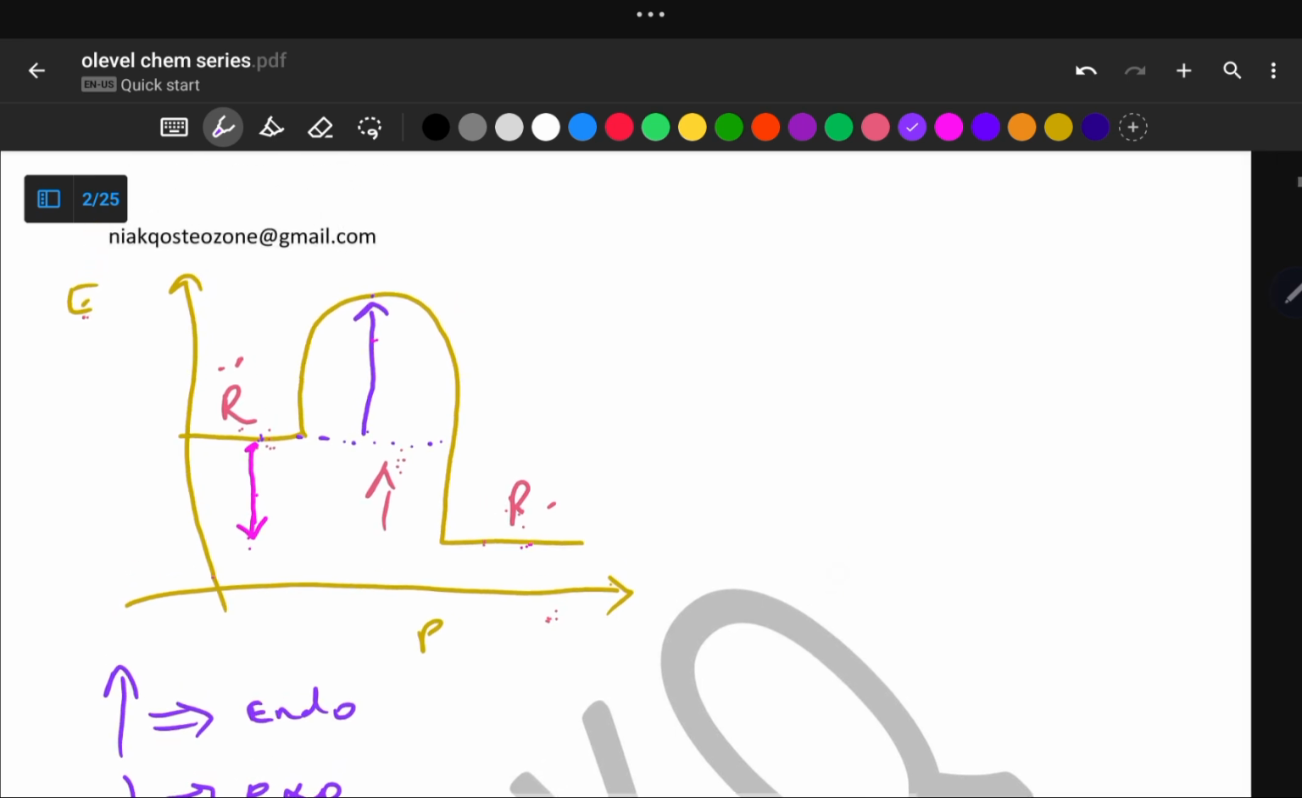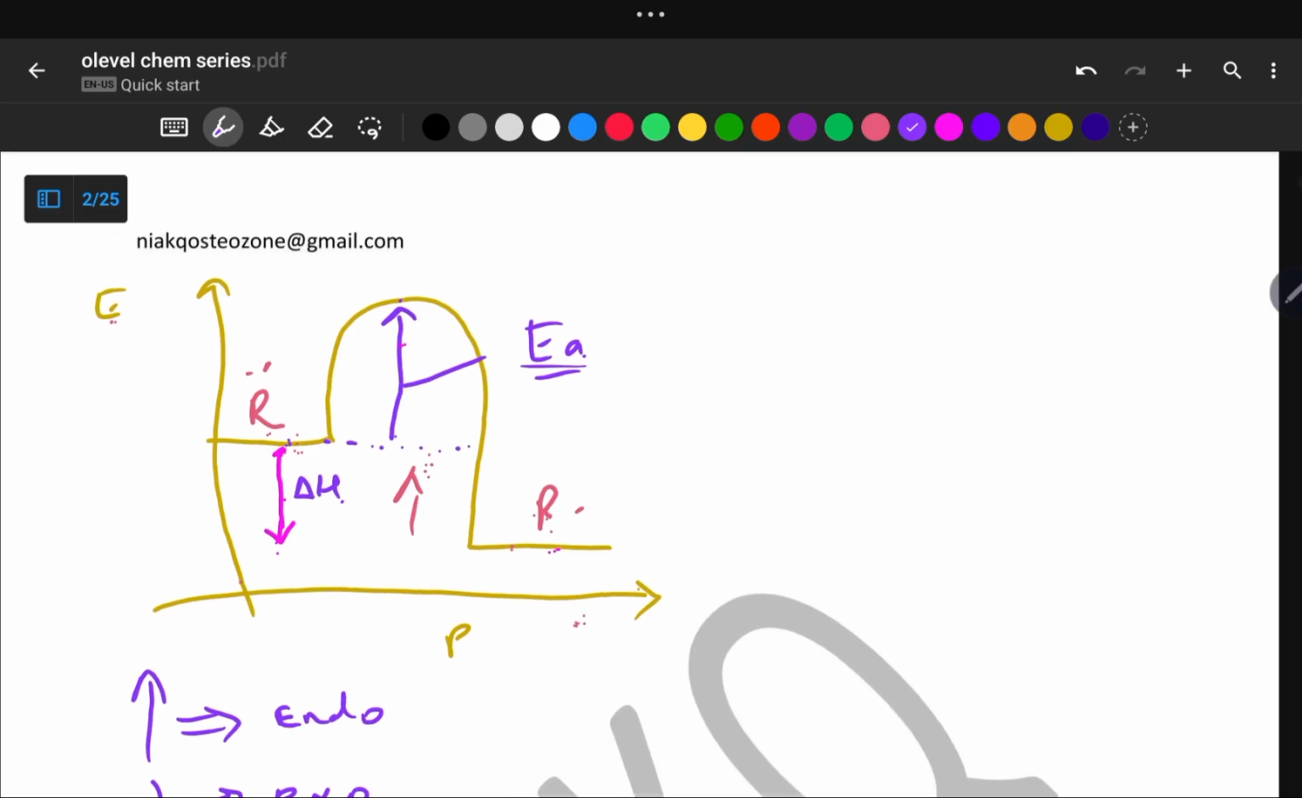We said this one is the activation energy, and this one is the enthalpy change. Activation energy is defined as the minimum amount of energy required to start a chemical reaction. It is the minimum. We're going to discuss it more when we do reaction kinetics. For now, we just need to appreciate that this is the minimum amount of energy required to start a chemical reaction. This is what you need to know.